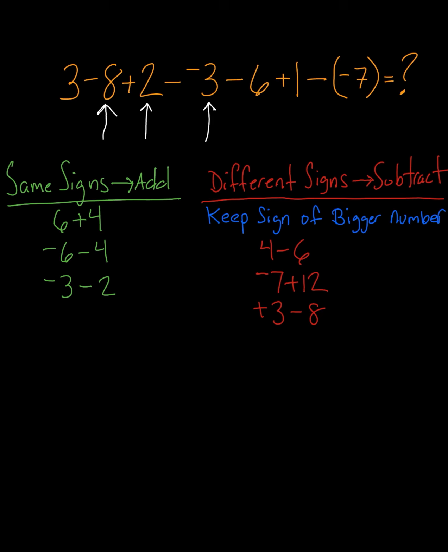When you have minus negatives, it turns into plus. Minus negatives turn into plus. So same thing at the end. This minus negative 7 with the parentheses here, this parentheses really doesn't matter. So minus negative turns into a plus. Therefore, this is a positive 7, right?